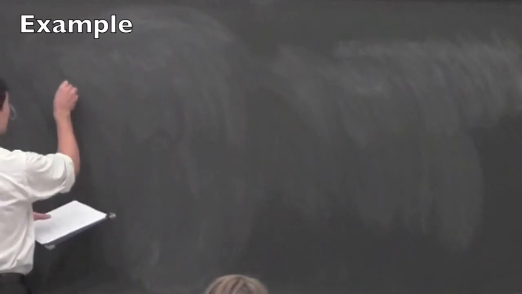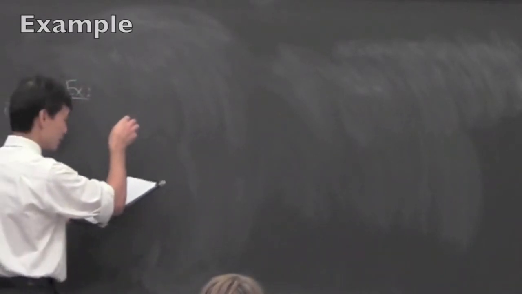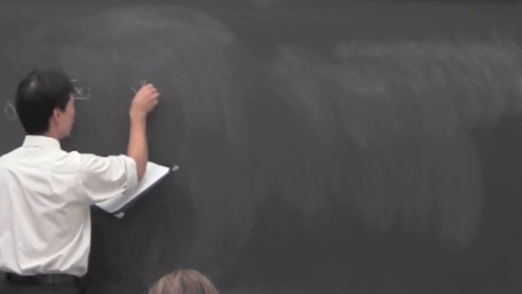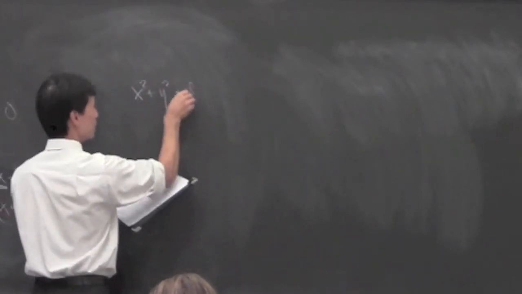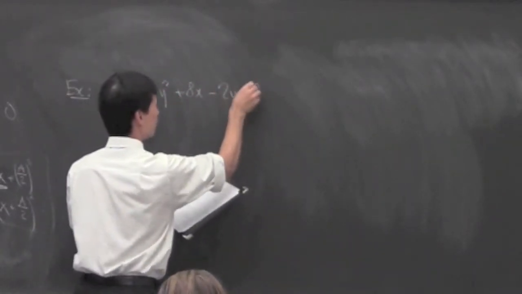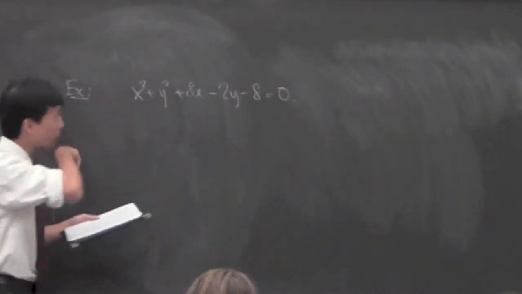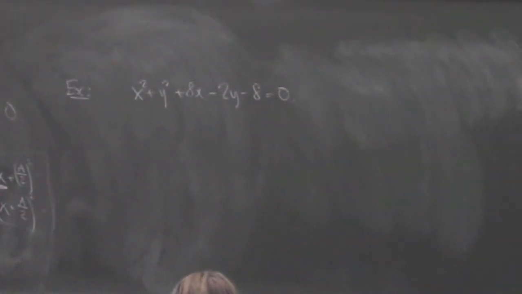Okay, so exercise. Here's x squared plus y squared plus 8x minus 2y minus 8 is equal to 0. So take at most 1 minute and see if you can do it. That's how long I give you on an exam. I'd probably give you 2 minutes, but not like 5.